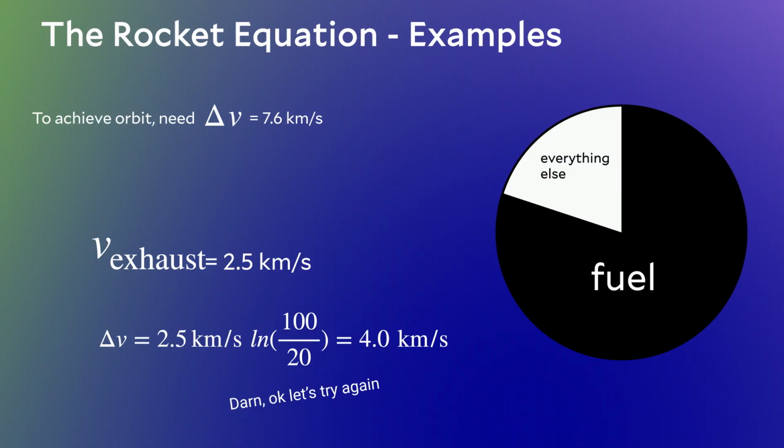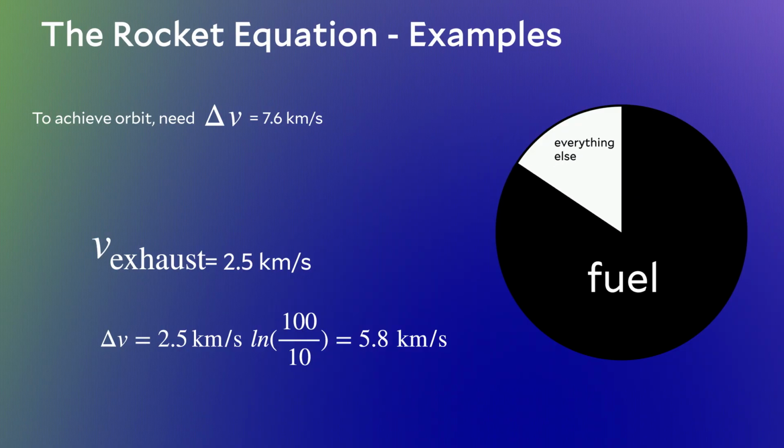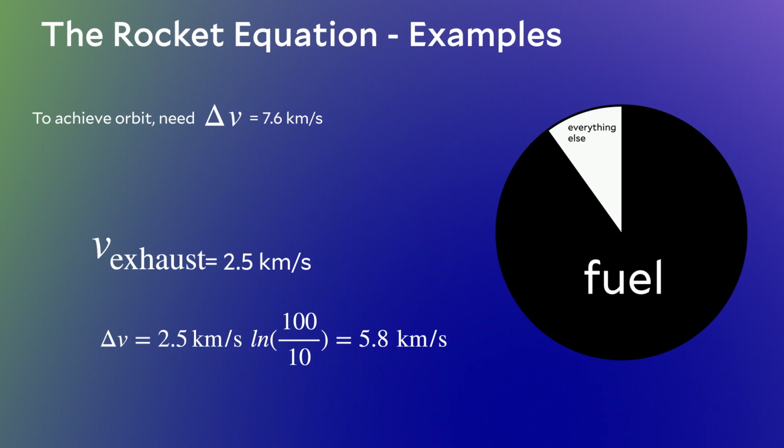Let's dial up the weight ratio even more. So now let's say I have 90% of my mass in fuel and 10% is everything else. This is like getting kind of crazy, right? Most of my mass is in fuel, but all right, let's just do it. Again, putting this into the rocket equation, 2.5 kilometers times the natural logarithm of 100 over 10. That's equal to 6 kilometers a second. So seriously, I'm not even going to get to orbit with 90% of my mass in fuel.